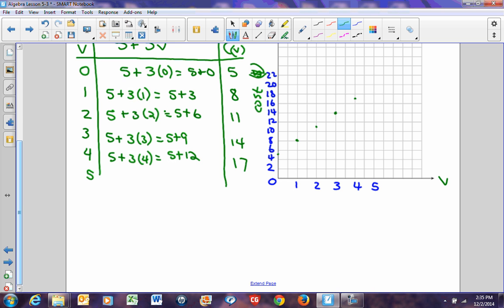I am not going to connect this data with a line because I can't rent half a video game or a quarter of a video game. I either rent the game or I don't rent the game. Can't have part of the game. Doesn't work too well. So this would be discrete data, which means the values between the points don't matter. So last thing I need to do is label the function. So I would have C of B equals 5 plus 3B, and I'm done. So that's the difference between discrete data and continuous data.